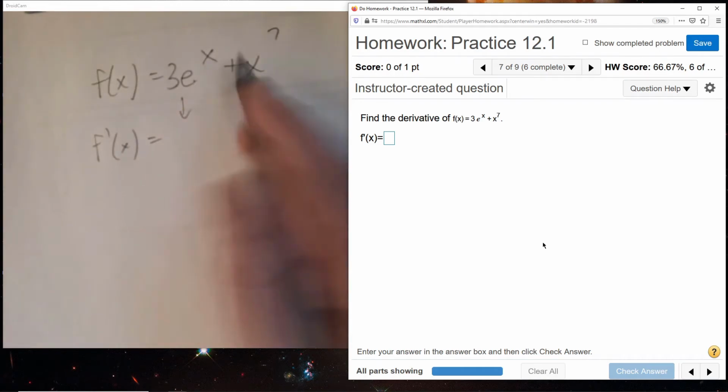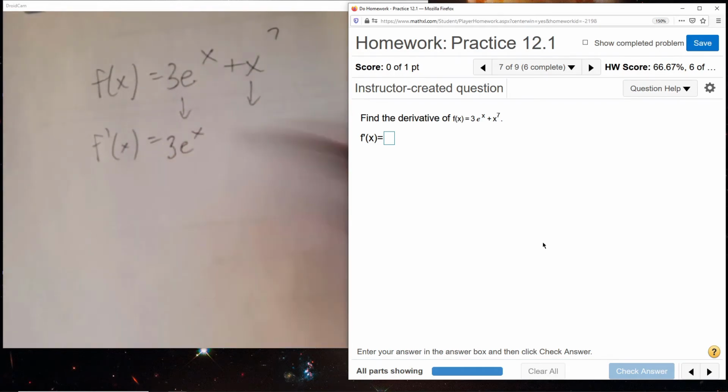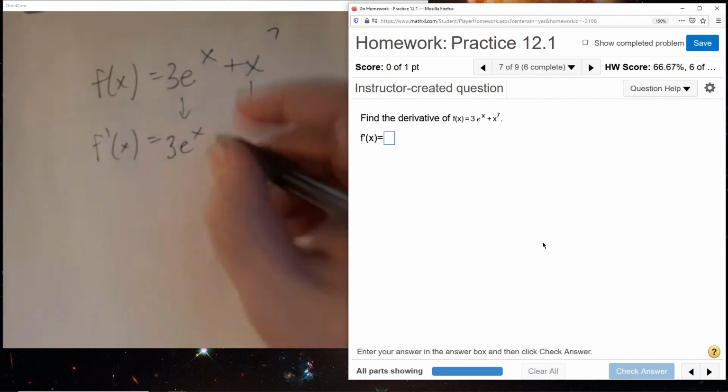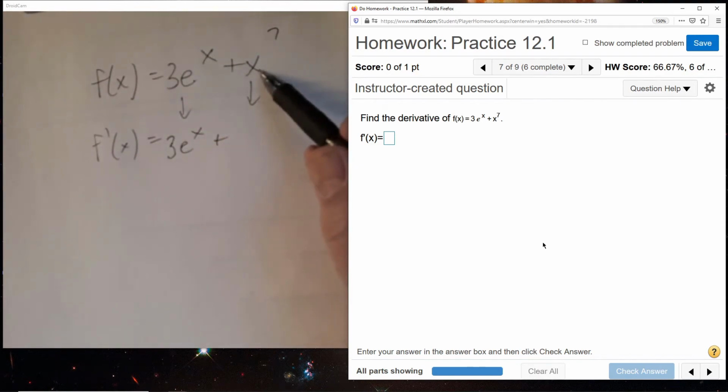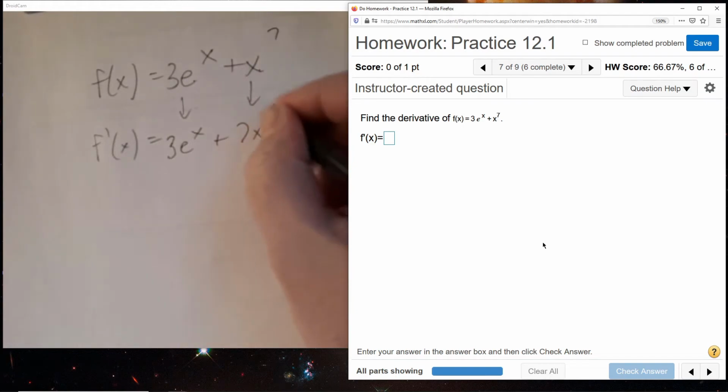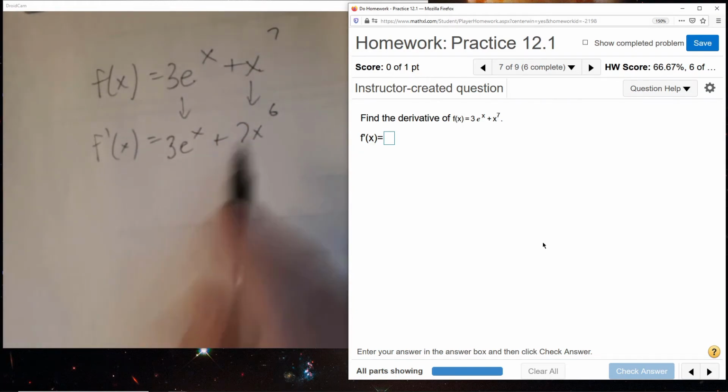So the derivative of e to the x is itself, and then we have a power function and the power function derivative.